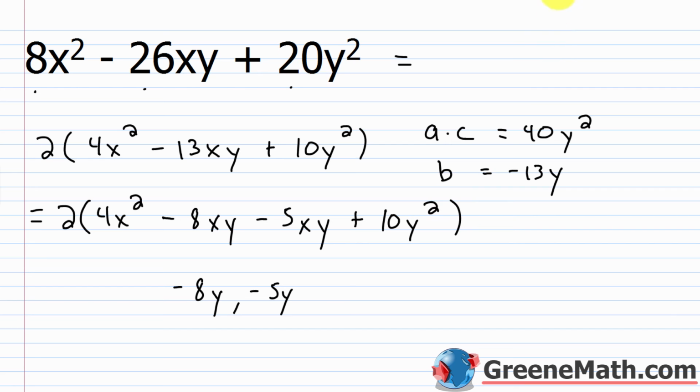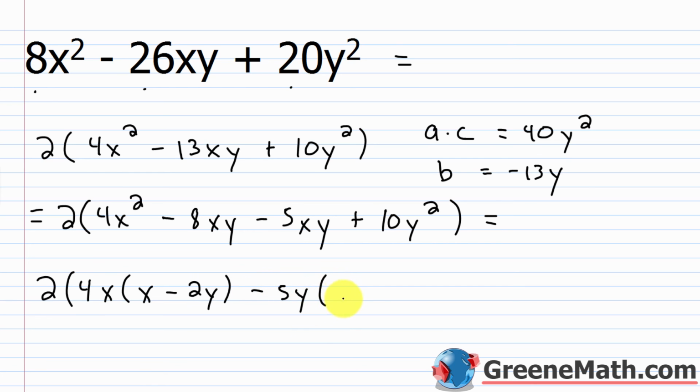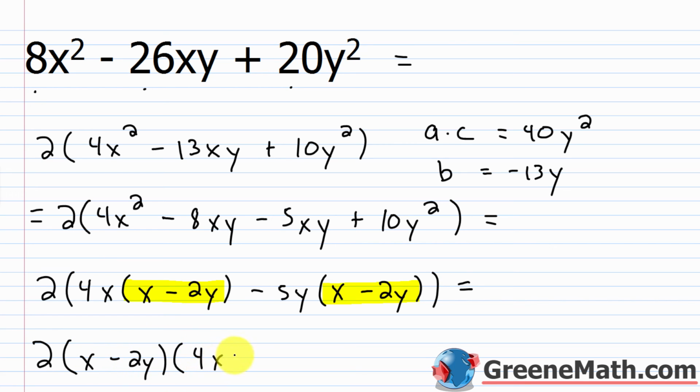Close the parentheses there. And the process is the same. I'm just factoring by grouping here. So in my first group, I could pull out what? I could pull out a 4x. That would leave me with x minus 2y. In my second group, I could pull out a negative 5y, and that would leave me with x minus 2y. So I have a common binomial factor of x minus 2y, and I'm just going to pull that guy out. So I'll have 2 times the quantity x minus 2y, and then times the quantity 4x minus 5y.